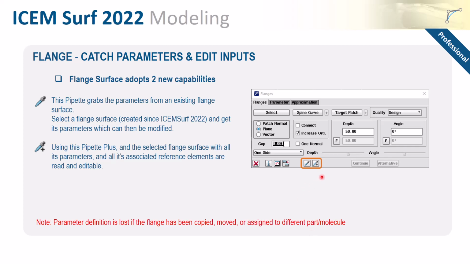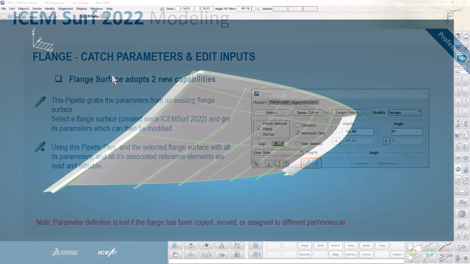The second pipette, the Pipette Plus here, is the most interesting one. Not only does it grab all the parameters like the first, but also the associated references, which means we now have an associative flange, which remembers how it was created and can be updated should the requirements like a tooling line or split angle be changed, or even if the input surfaces have been modified. This is a huge time saver. Let's have a look at it in action.